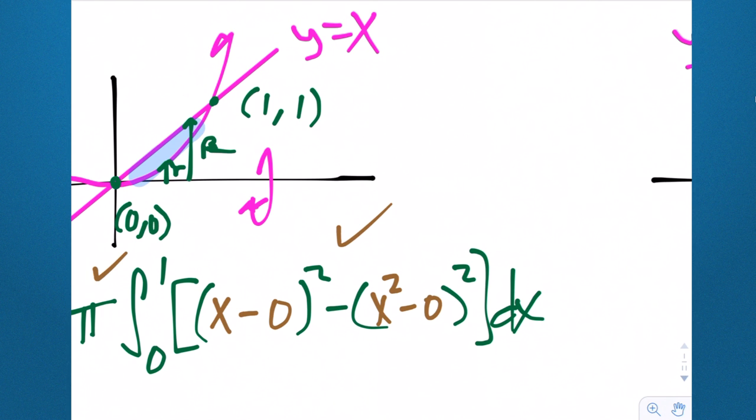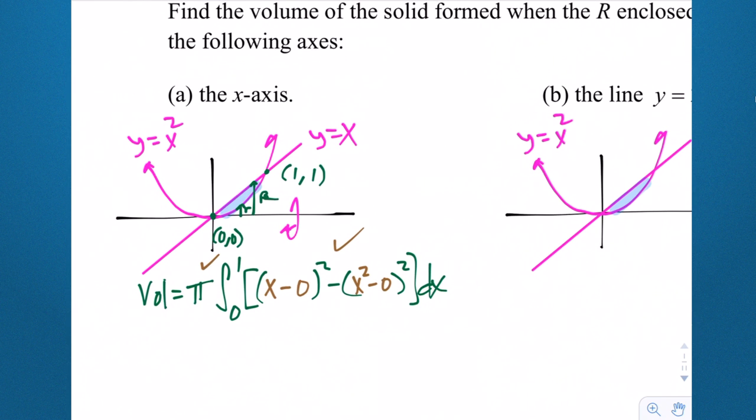With or without a calculator, this is a pretty easy one to evaluate. X squared minus x to the fourth. You're done. We're not going to evaluate it, okay?